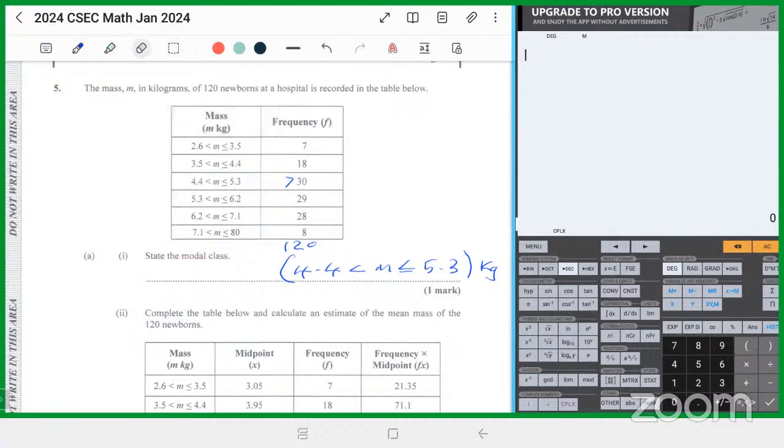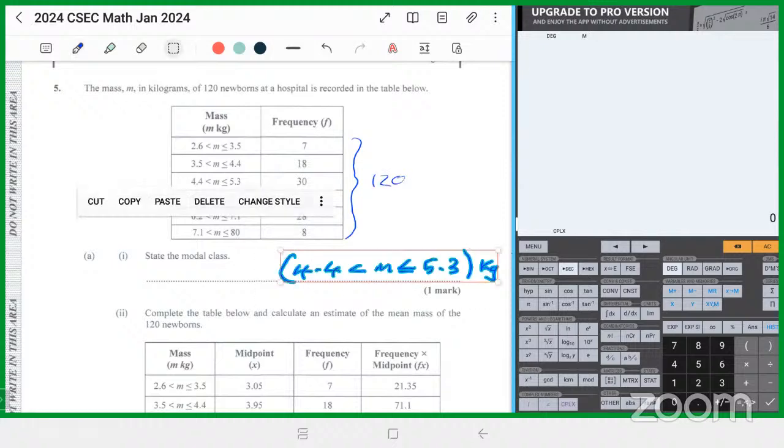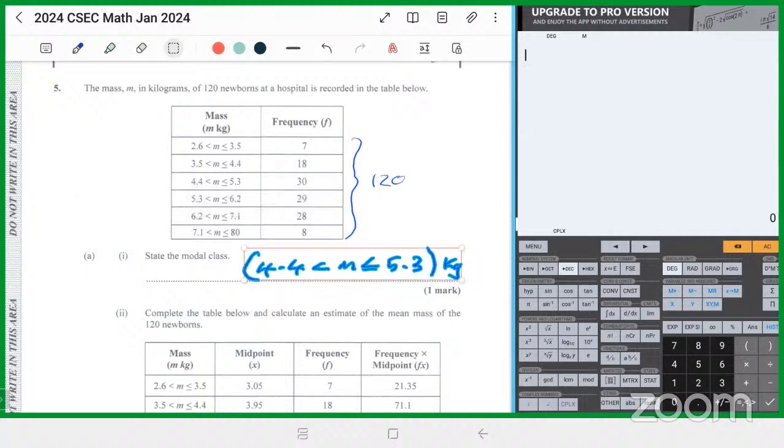That's the modal class. Let me put the 120 here instead. So this adds up to 120. Shift this over. All right, that's the mass. So it's greater than 4.4 kilograms, but less than or equal to 5.3 kilograms.